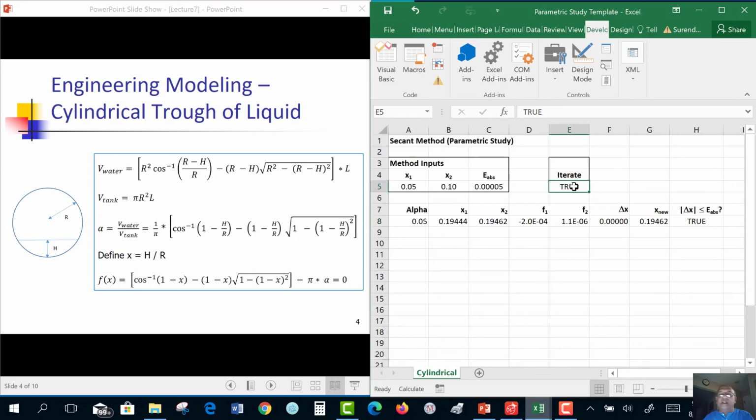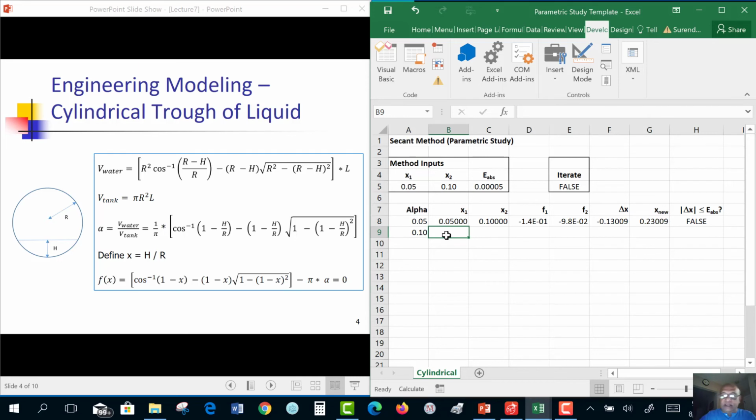So this is great. So let's go back to begin iteration. I'm going to press F9 and we reset it. So now what we want to do is a parametric study. So we are going to increment this by 0.05. We need to get some new initial guesses. So for x1 we are going to use x2 of the previous row, and for x2 we are going to use x new of the previous row.